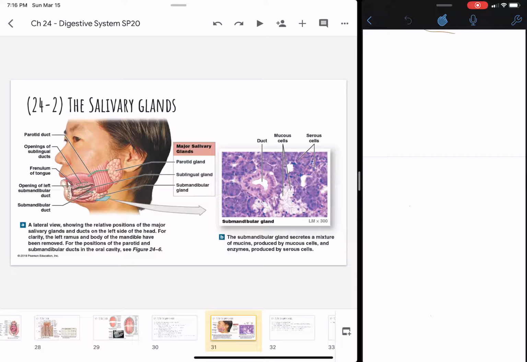On the right, we have a microscopic cross-section of what we would see. You can see that the duct is going to be that white space surrounded by some cuboidal epithelial cells, and we'll have mucus cells surrounding that, and then serous cells supporting the mucus cells.